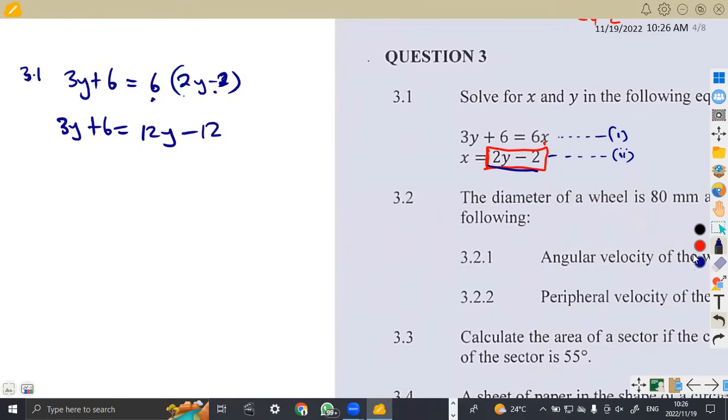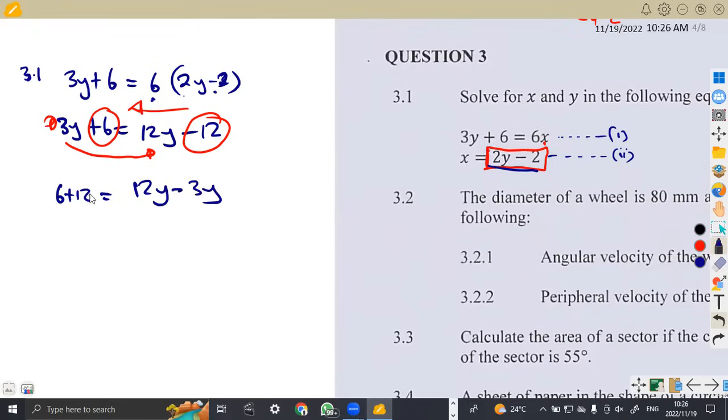So I can collect like terms. That means we've got 6 here and minus 12. If I transpose the minus 12 to this side, it's going to be a plus. So it was going to be 6 plus 12, which is equal to 12y. If I transpose the 3y to this side, since it is a positive, then it's going to be a negative 3y. Okay, 6 plus 12, that's 18, which is equal to 9y, divided by 9, divided by 9. So y is equal to 2.